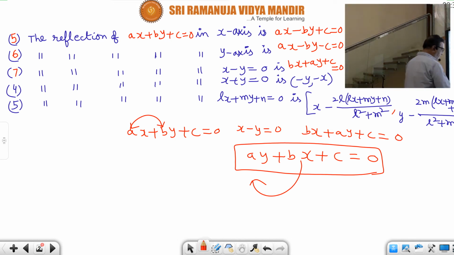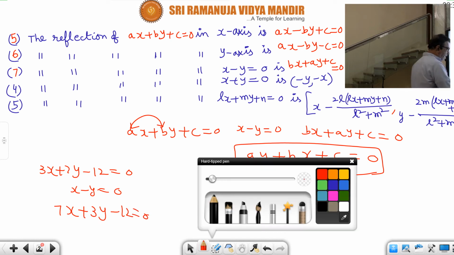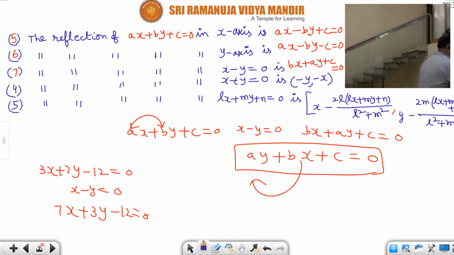Okay, so let us see some examples. What is the reflection of 3x plus 7y minus 12 equal to 0 in x minus y equal to 0? 7x plus 3y minus 12 equal to 0. Okay, right. Next, another example.